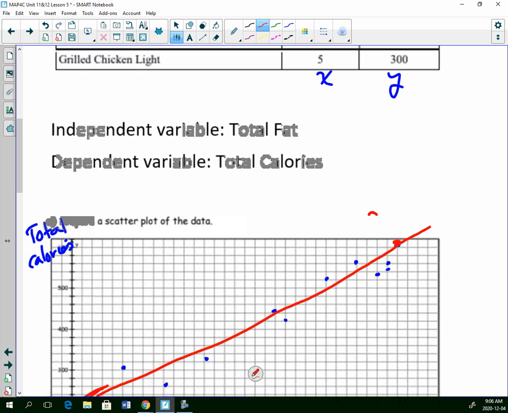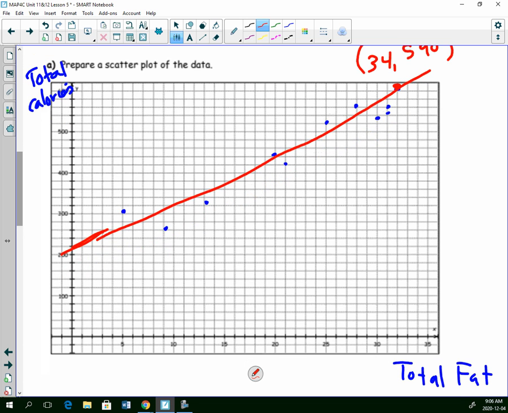34,590. So I'm going to use this point. That was actually one of the data points. And then I'm going to use one point down here. So maybe I'll use this point because that seems to be on a grid mark. So that point is 3 and 240. Okay, so that wasn't actually a data point, but it is on the line.